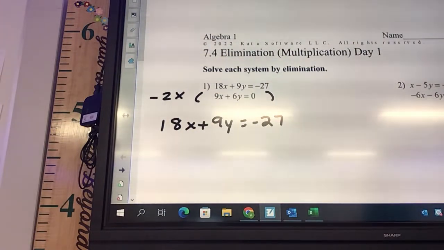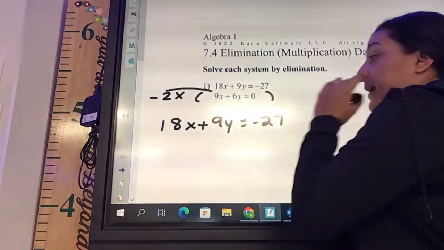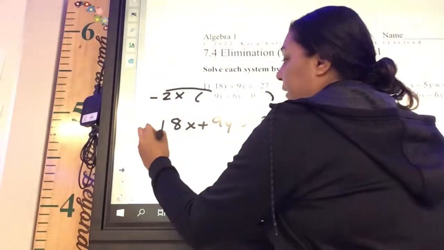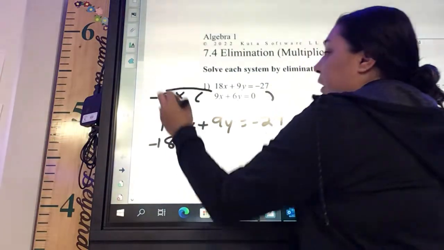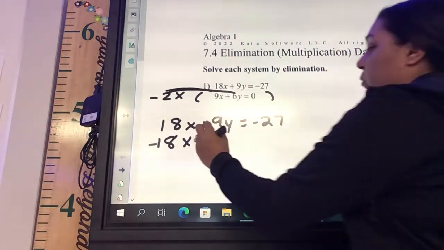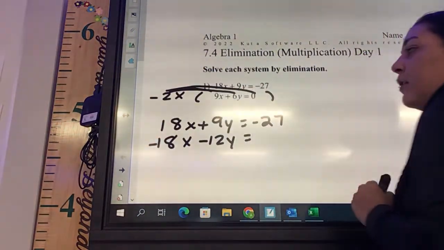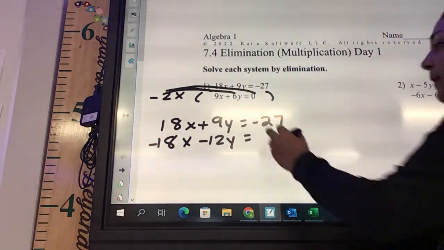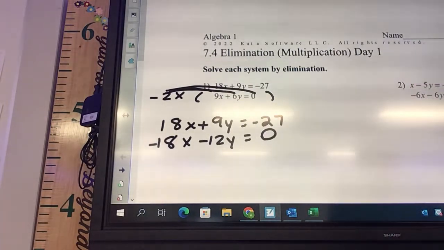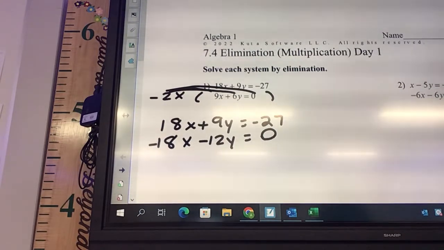The bottom equation, you're going to distribute that negative 2. So negative 2 times 9, negative 18x. Negative 2 times 6, negative 12y. Negative 2 times 0, 0. Now, do we have two numbers that are opposite? Now you can add the two equations together. Now it's just like elimination, what you did before.